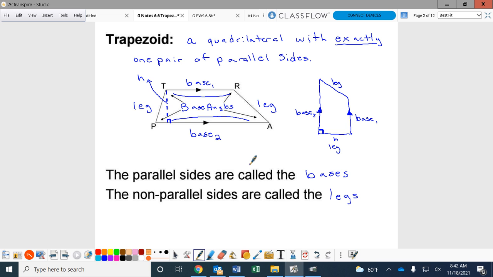Trapezoids don't have much special about them until you make them into isosceles trapezoids. So we're going to talk next about isosceles trapezoids and what it is that makes them special. That's the main thing we're going to focus on, but you do need to know the basics about a trapezoid before we get there. So, anybody still writing?